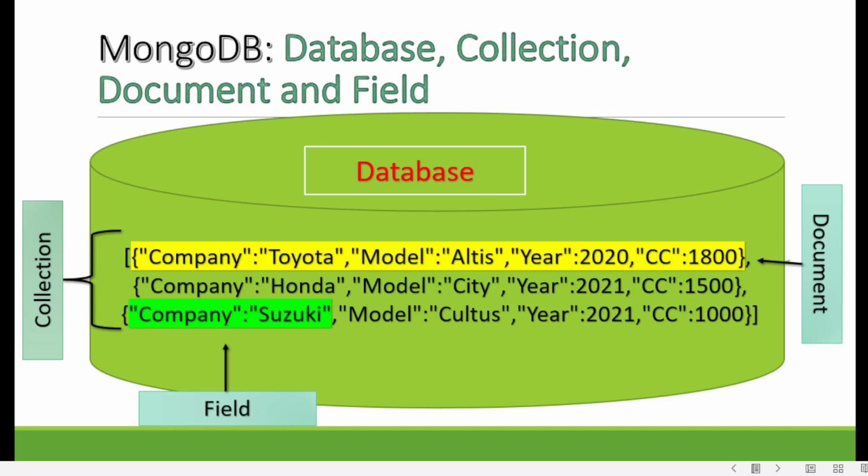Each database contains collections, which in turn contain documents, and each document can be different, with a different number of fields. The size and contents of each document can be different from each other. So here is an example in which there is only one collection, 3 documents, and different fields: 4 fields, 5 fields.